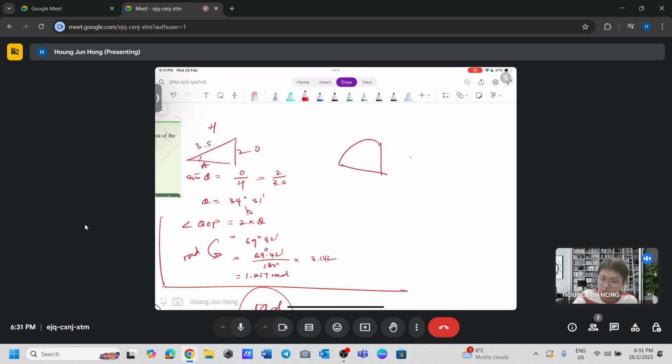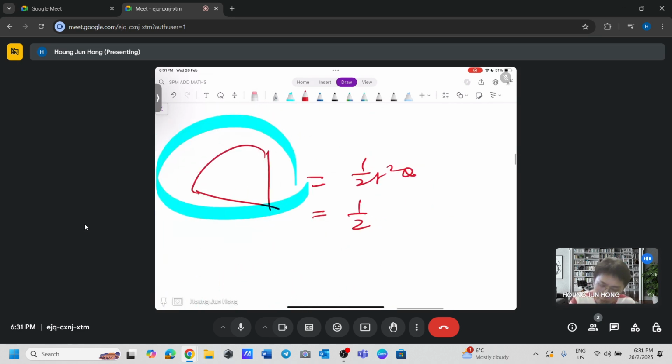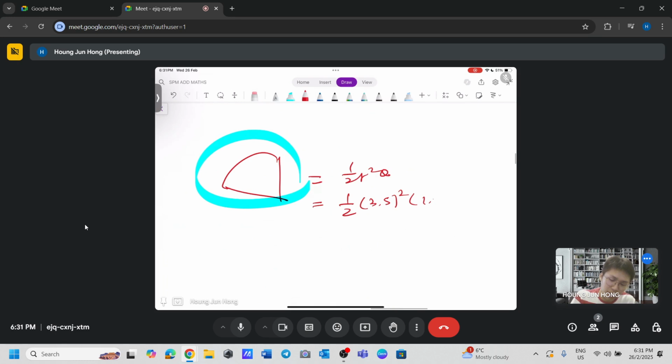You can write, this is a pizza, half times r squared theta. By the way, in the exam you can draw this, just draw it out. I think you can see really clearly, right? Just draw it out like that. Then you can see this is half, r is 3.5 squared. What is theta? 1.217, right? Just put everything down. Then you get 7.454. Secondly, the triangle, you do half r squared sine theta.